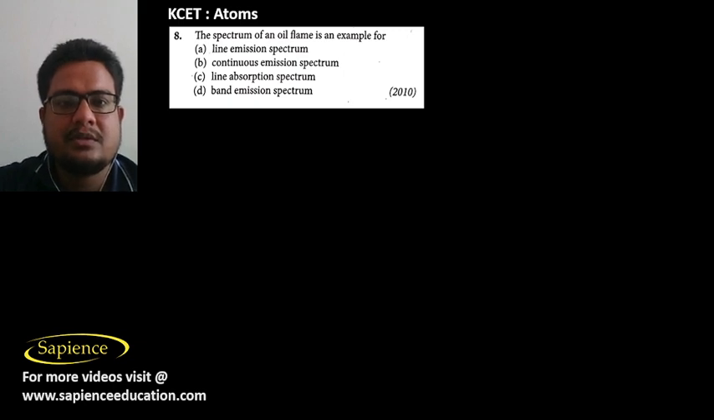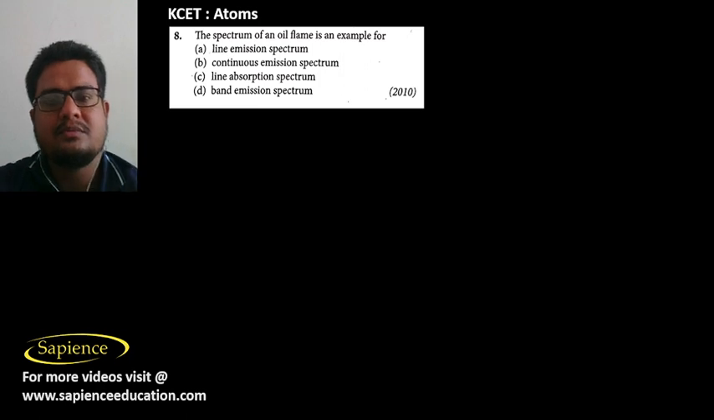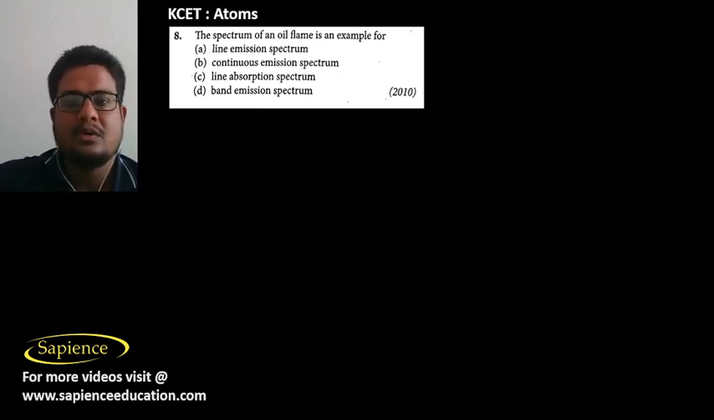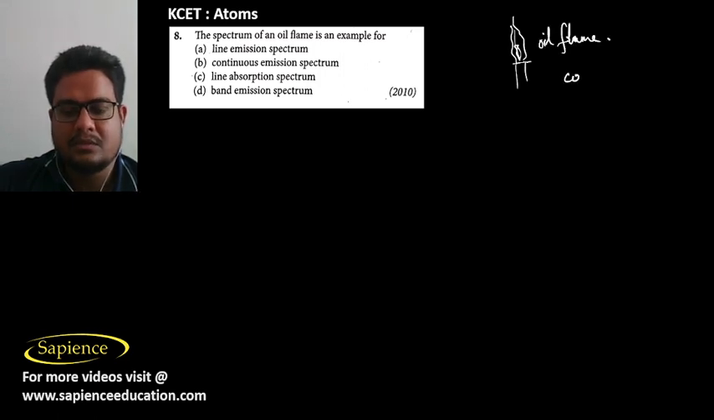Then question number 8, it is told spectrum of an oil flame is an example for this type of spectrum. Spectrum of an oil flame is an example for continuous emission spectrum.